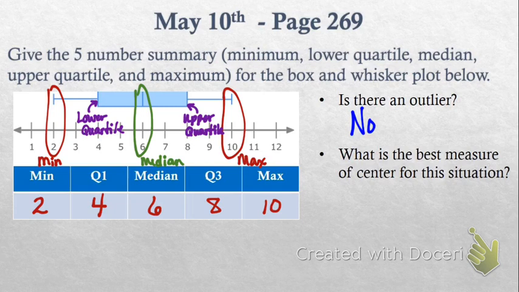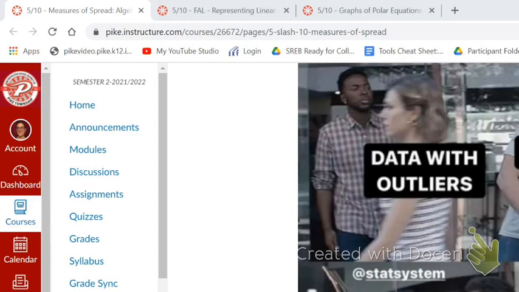So since there is no outlier, what is the best measure of center for this situation? The mean. If there had been an outlier, what would the best measure be? Median.